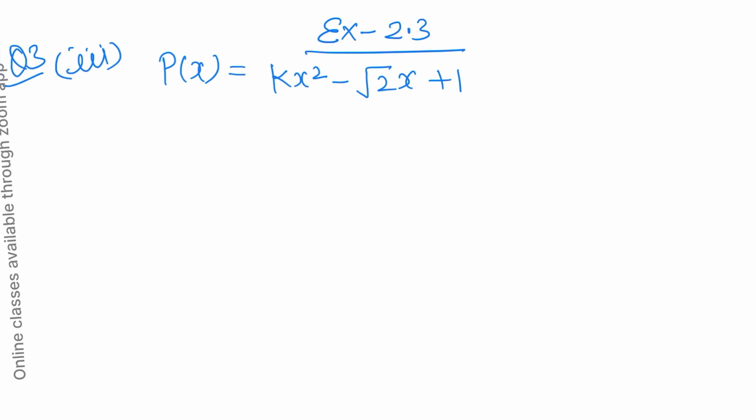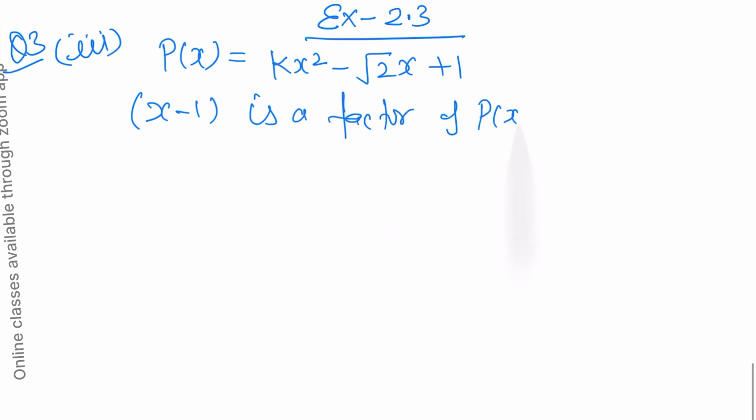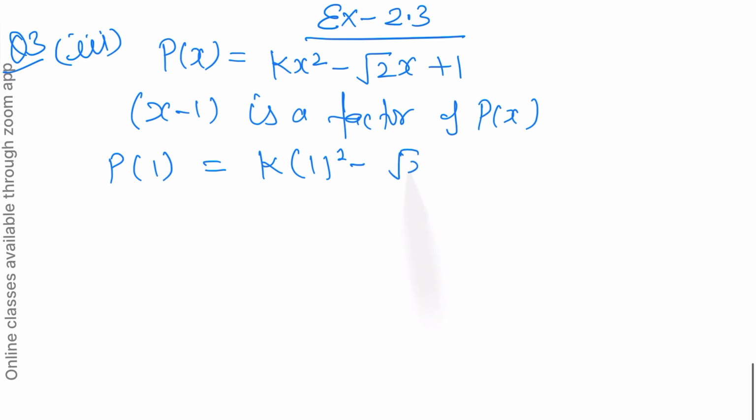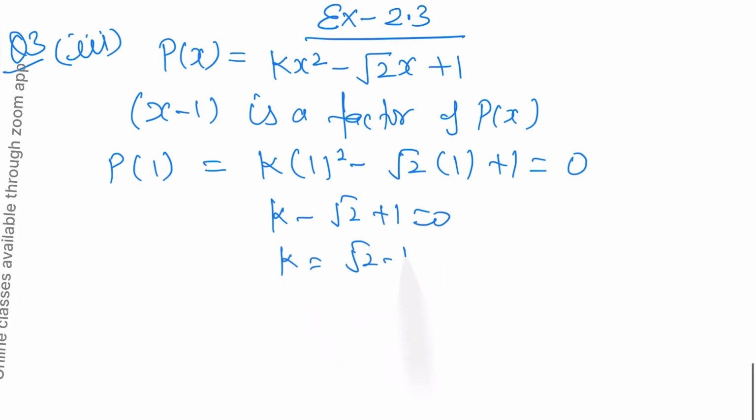Now next question is p of x is equal to kx square minus root 2x plus 1. As x minus 1 is a factor of p of x, it means p of 1 should be 0. So putting the value of x as 1, k into 1 square minus root 2 into 1 plus 1 is equal to 0. So k minus root 2 plus 1 is equal to 0. So k is equal to root 2 minus 1, which is the value of k.